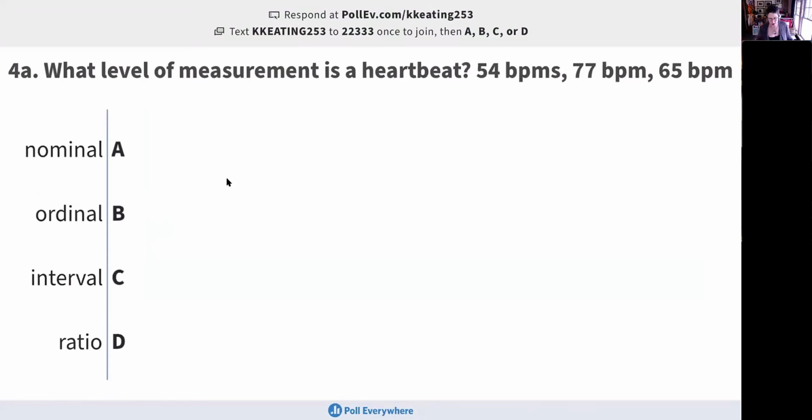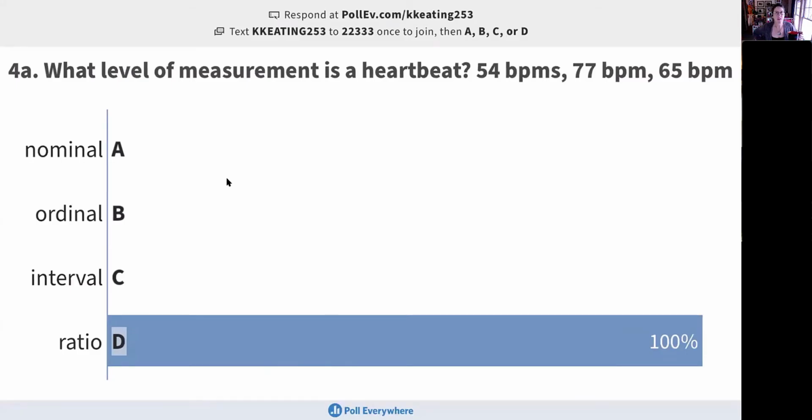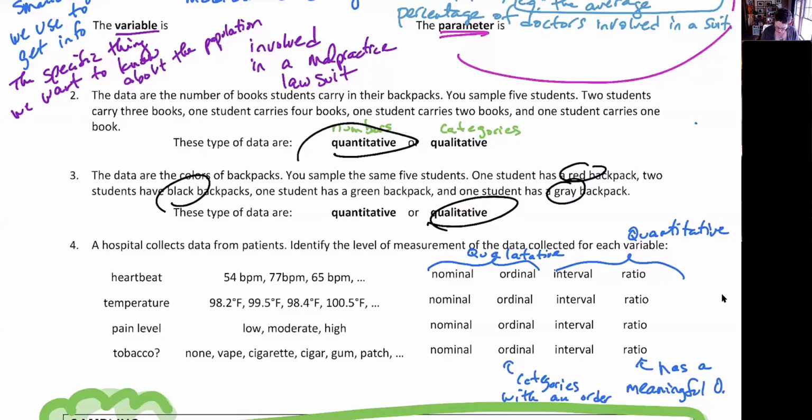Heartbeat: nominal, ordinal, interval, or ratio. So first decide, is it a category or is it a number? And then if it's a number, does it have a meaningful zero? Majority rules. It is a ratio. The heartbeat is a ratio because, first of all, it's a number, and I see everyone got at least that it's quantitative. Zero heartbeat actually means you're dead or you're flatlined, so that is a meaningful zero. What about temperature?